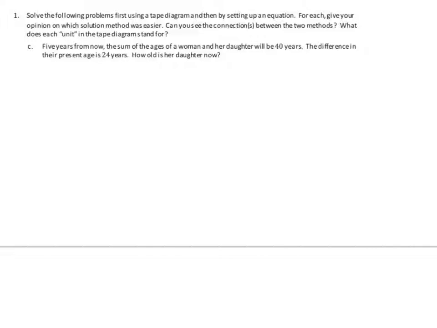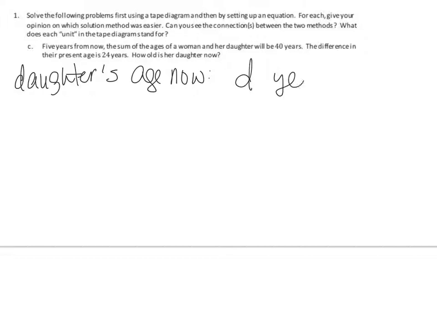So we need a variable, right? And this is the hard part. So let's just say that her daughter's age now is D years old. So what's that mean about the woman?